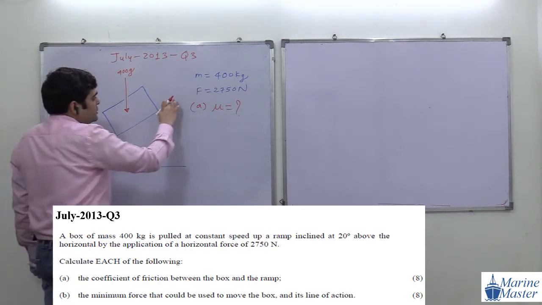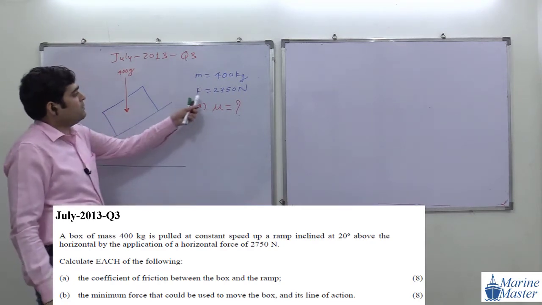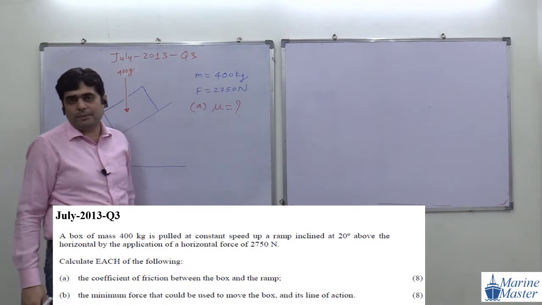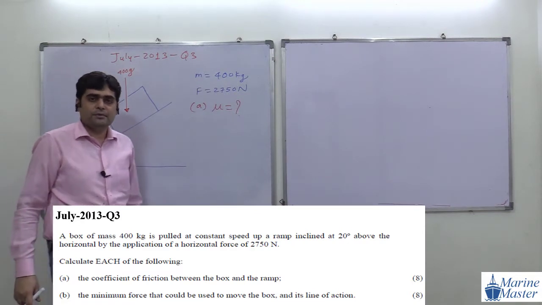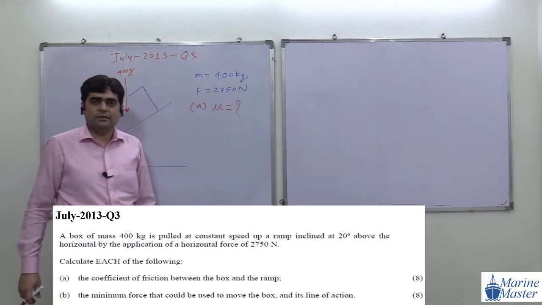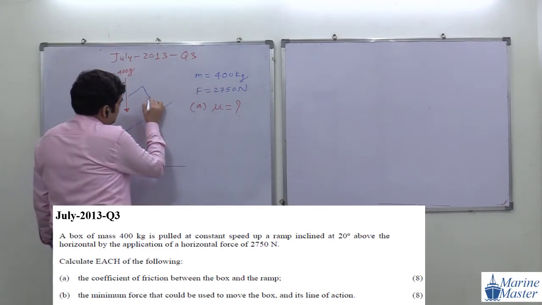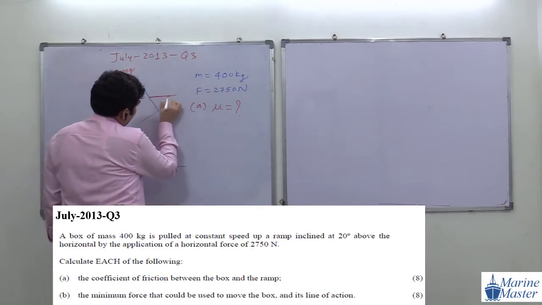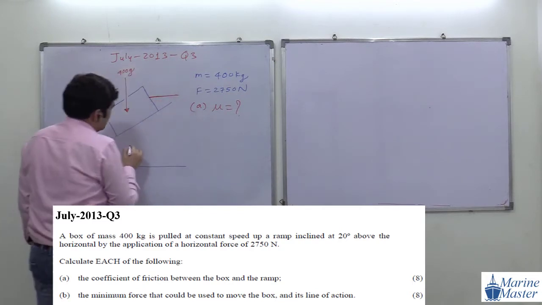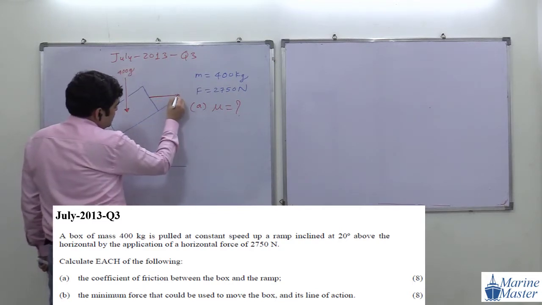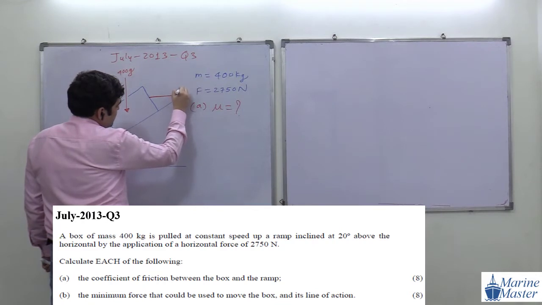On this object, which force are we applying? The F value is our 2750. But what is this F? F is horizontal. See the force here. This is our F, horizontal.